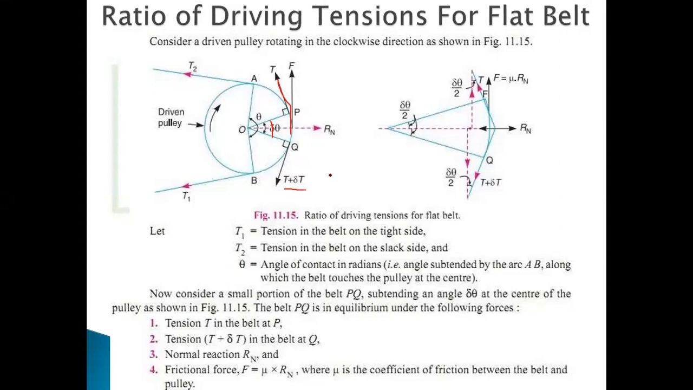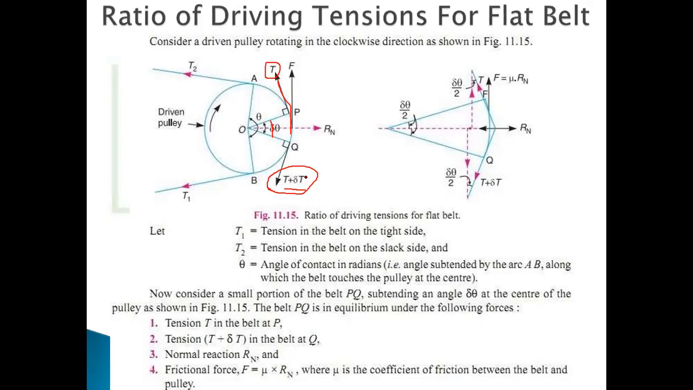Why are we going to take T plus delta T? Suppose first, T is the tension which is produced on the slack side at the smallest part of the circle, and the tension which is produced on the tight side is always greater than the slack side, and the part is the delta theta.